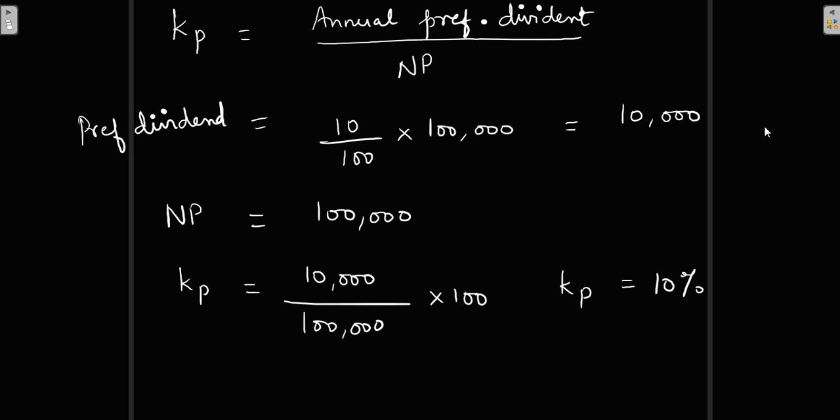Next is cost of preference share. Here we use the formula annual preference dividend divided by net proceeds. To calculate the annual preference dividend: 10% on 1 lakh is 10,000. Net proceed is the total value of the preference share capital, that is 1 lakh. So 10,000 divided by 1 lakh is 10%. So the cost of preference share capital is 10%.